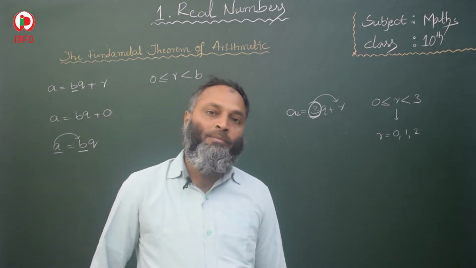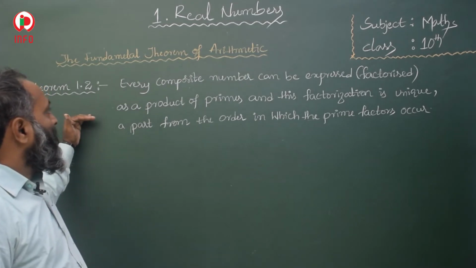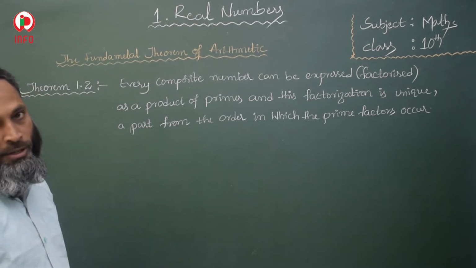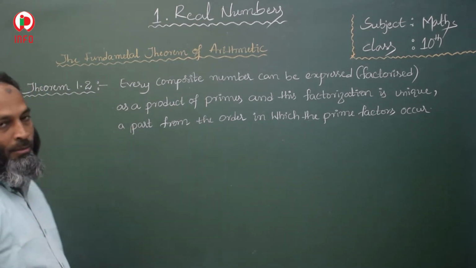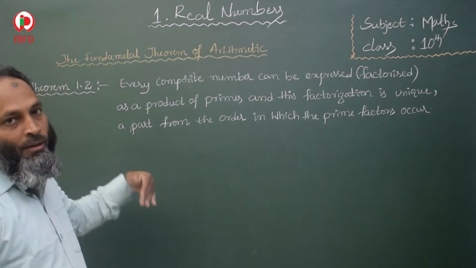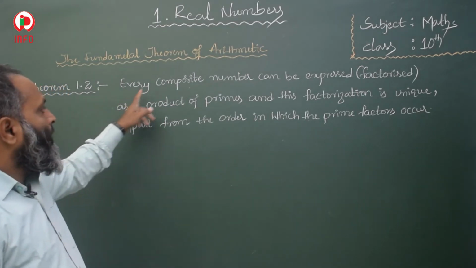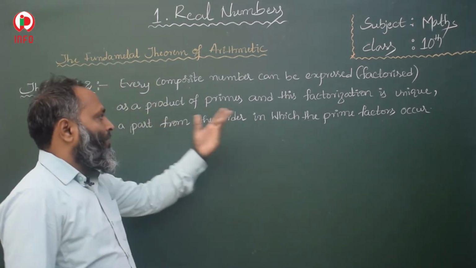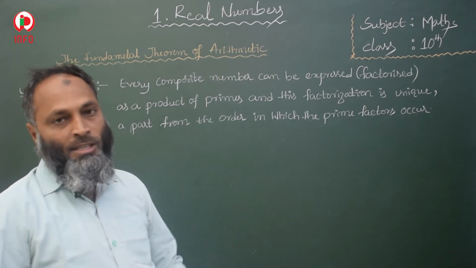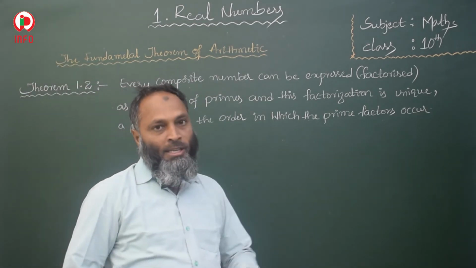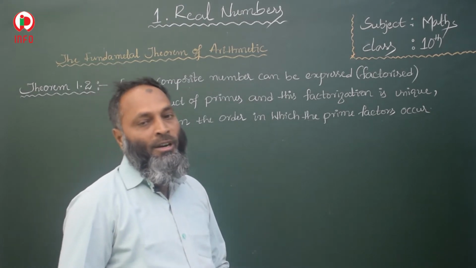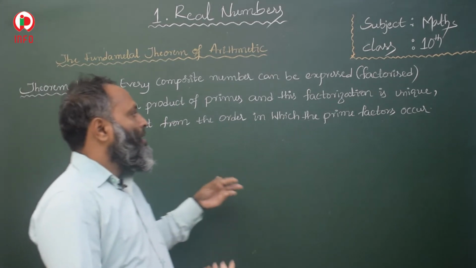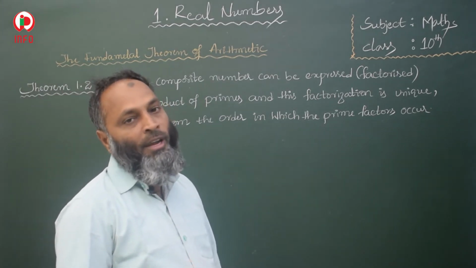Okay students, now in the fundamental theorem of arithmetic, see here, theorem 1.2. This is our fundamental theorem of arithmetic. What is the statement given? According to the fundamental theorem of arithmetic, every composite number can be expressed, that is factorized, as a product of primes. Whatever the composite number is, we can express it as a product of prime factors, and that expression is unique for every composite number.